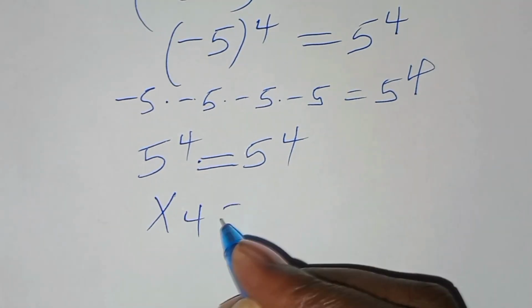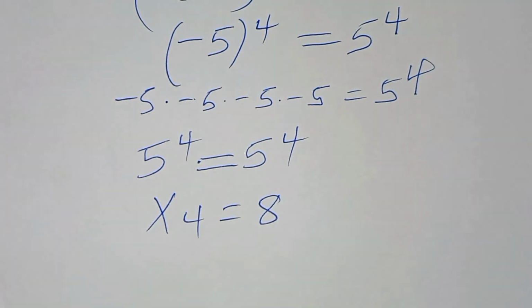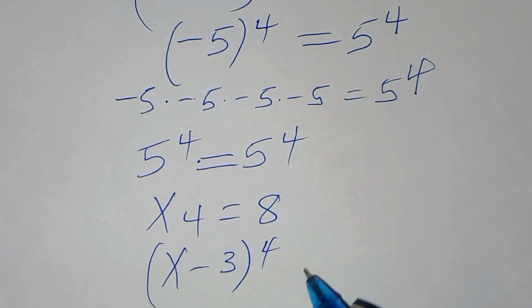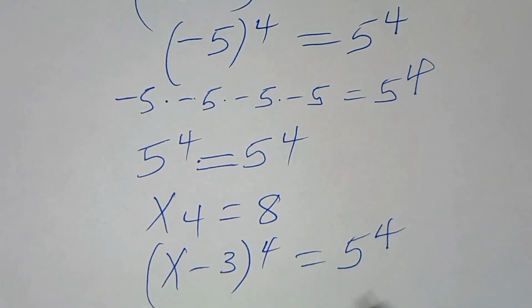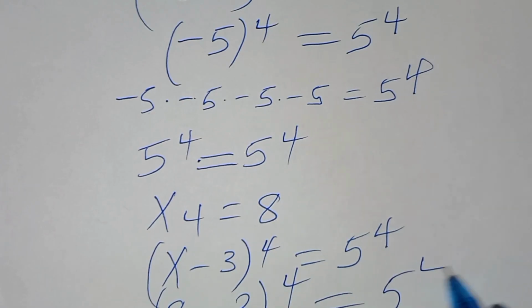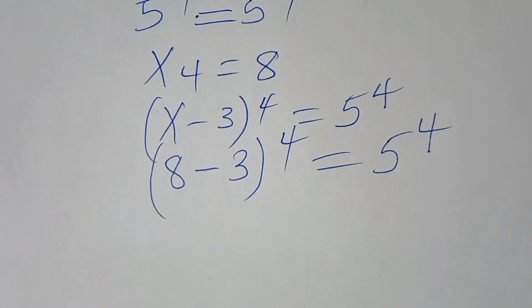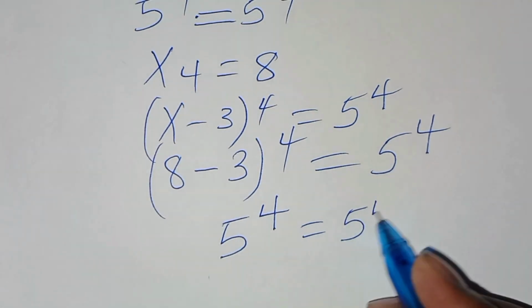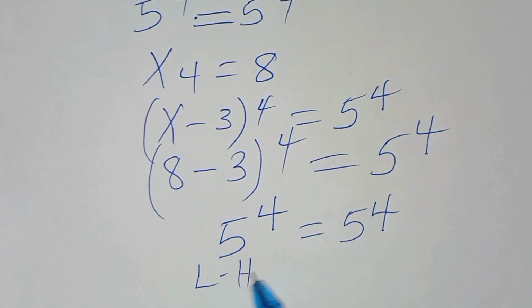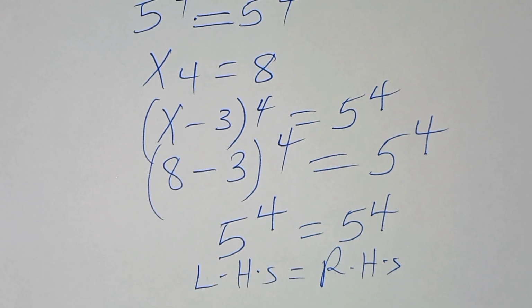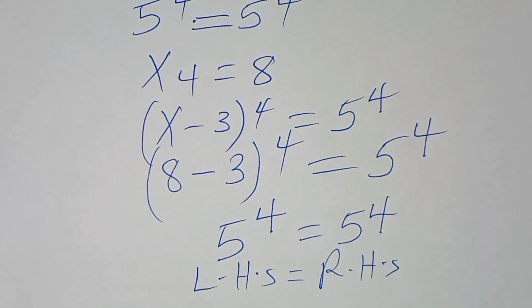x4 is equal to 8. Now, given that x minus 3 raised to the power 4 should give us a value of 5 to the power 4, let's substitute x here with 8. We'll have 8 minus 3 raised to the power 4, which should be equal to 5 to the power 4. 8 minus 3 is 5 to the power 4, which is equal to 5 to the power 4. So the left hand side is equal to the right hand side. And that implies that the four solutions satisfy the equation.